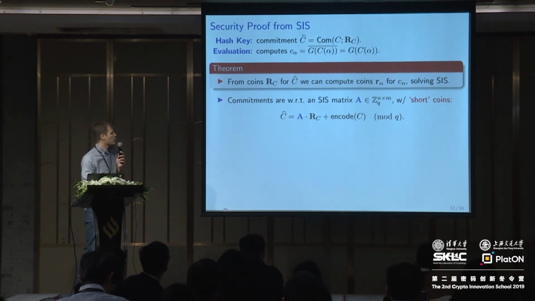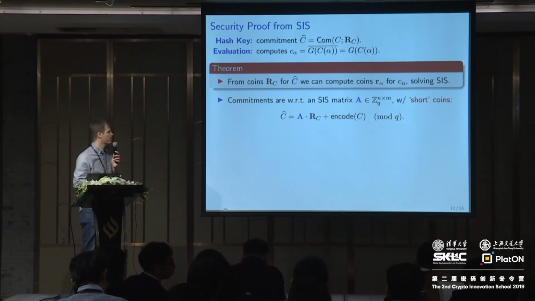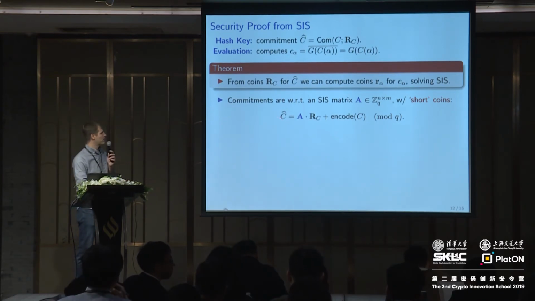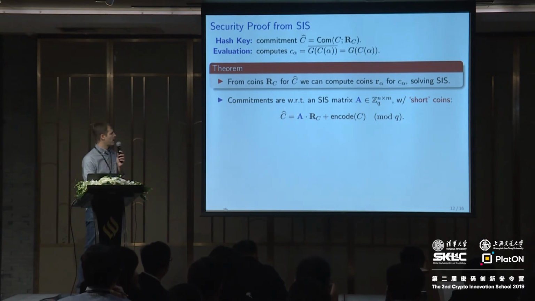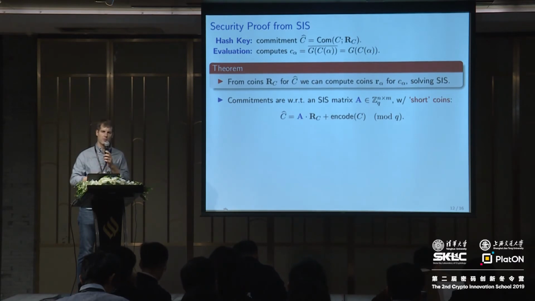And there are short coins. The coins of all the commitments are some short vectors, so they have small norm. And they have this form. A fully homomorphic commitment to C is just A times some short coins plus some kind of encoding of the circuit C here. These coins here are a matrix, so they have many columns.